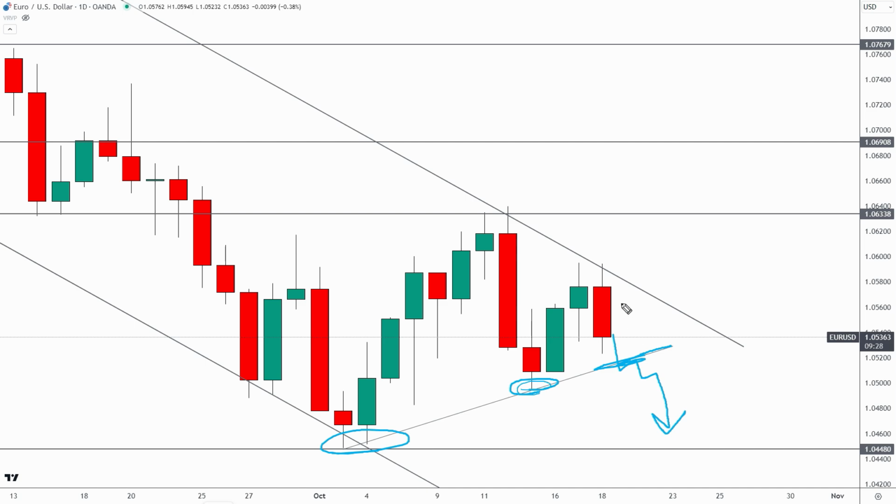Alternatively, what would negate this would be a sustained break above this channel resistance up here in this area, especially if we start taking out some of these recent highs. All right, so all in all, bearish on the Euro USD, but just don't be surprised if we do get a little bounce here going into tomorrow to fill in some of this candle.